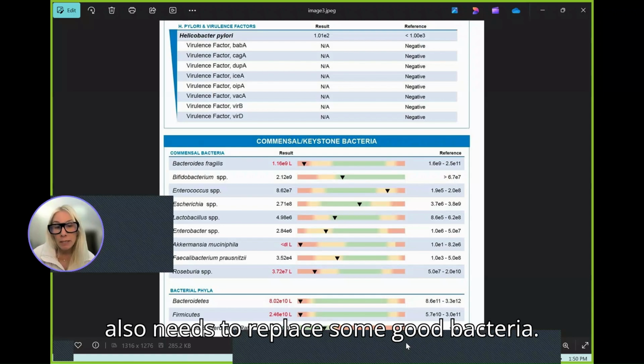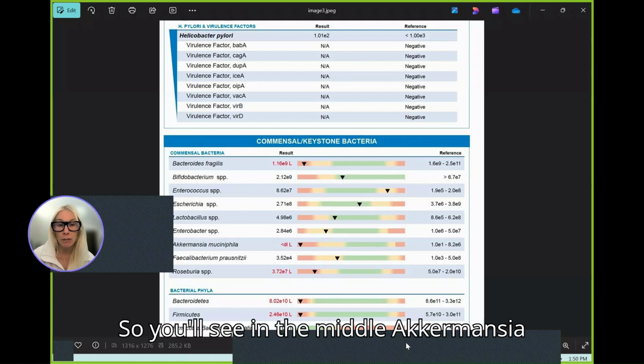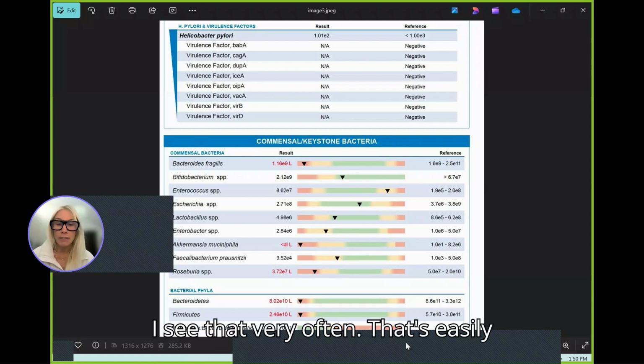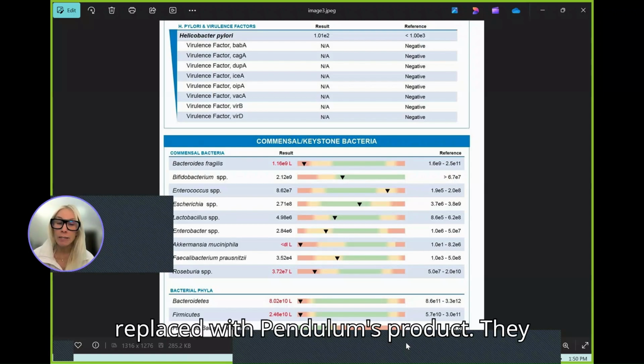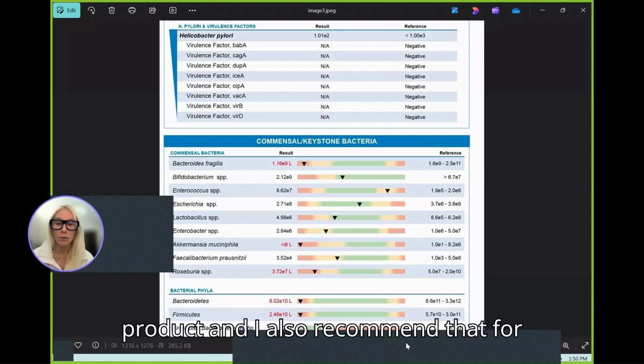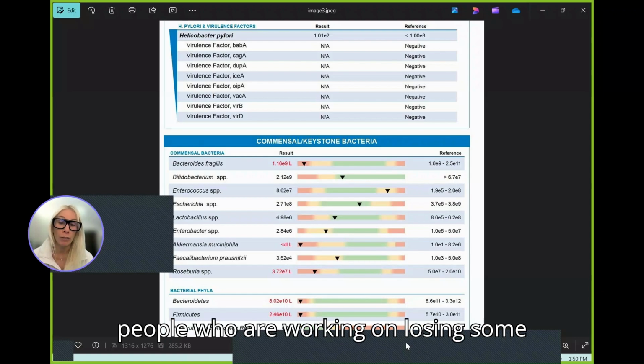She also needs to replace some good bacteria. So you'll see in the middle, Akkermansia muciniphila is below detectable limits. I see that very often. That's easily replaced with Pendulum's product. They make an Akkermansia muciniphila product. And I also recommend that for people who are working on losing some weight.